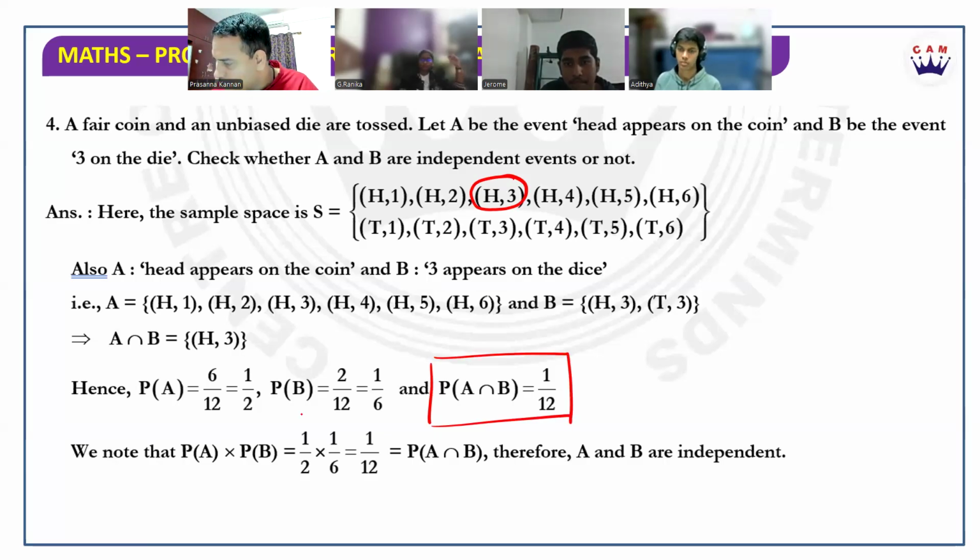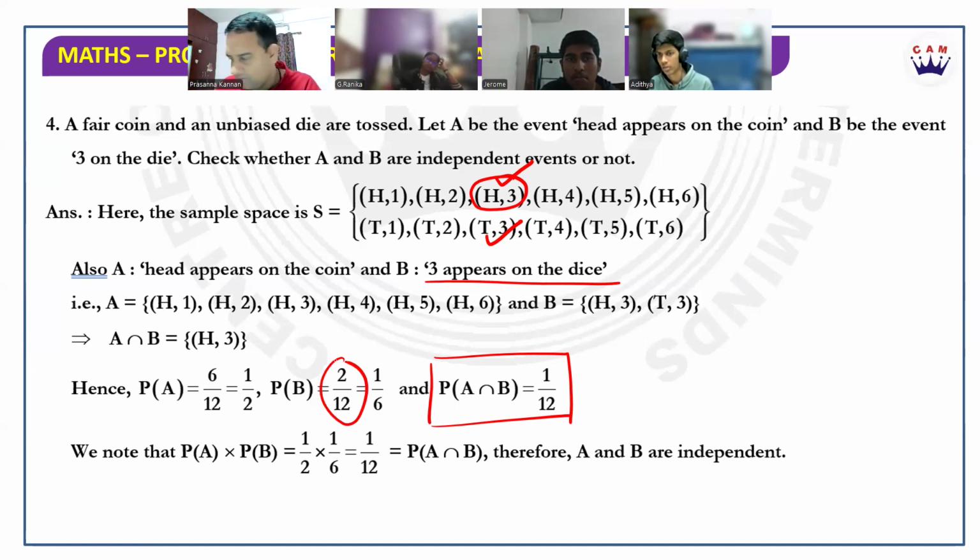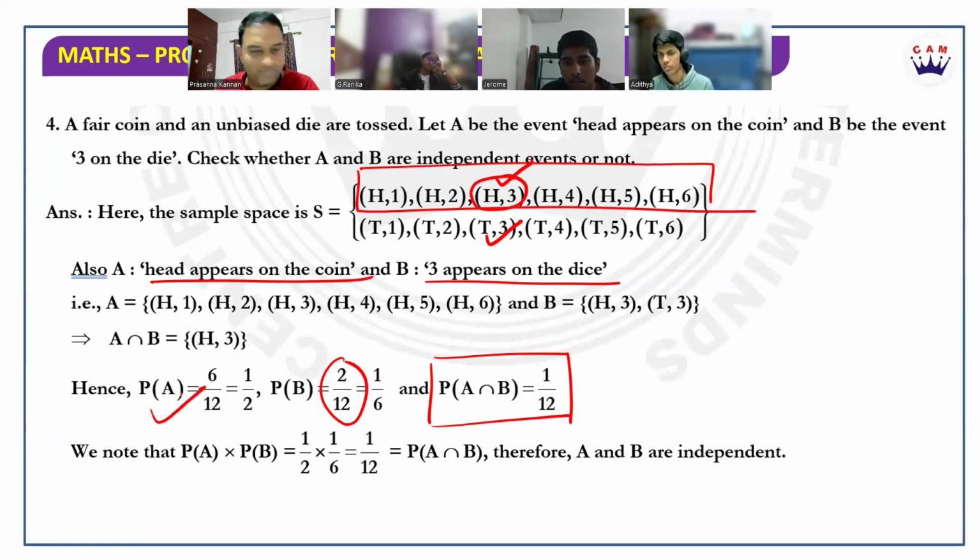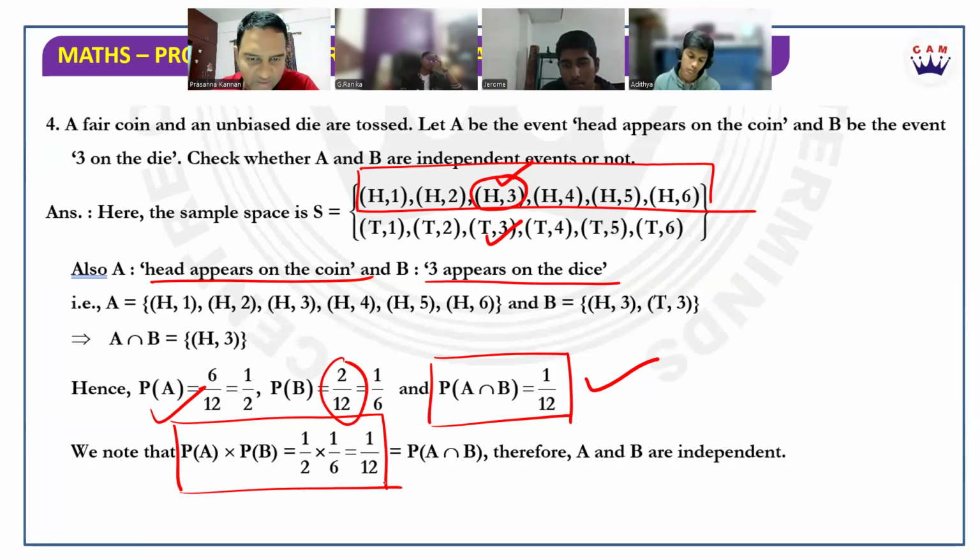And P of B means what? 3 appearing on the die. That means this one and this one. Both will come, therefore 2 by 12. Head on the coin means all these 6 will come, so you will get 6 by 12. Correct? So you can clearly see P of A intersection B is 1 by 12. P of A into P of B is 1 by 2 into 1 by 6, which is also 1 by 12. Therefore, I can clearly say that A and B are independent.